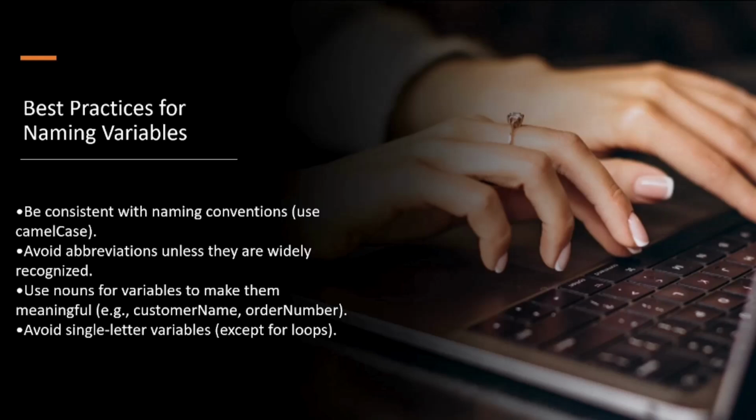Unless you're using the variable names in a loop, like i or j, avoid single letter variable names. Instead of n, you can use numberOfItems, for instance. So remember, your variable names are one of the main ways your code will communicate with you and others. So make sure they are clear, descriptive, and consistent.